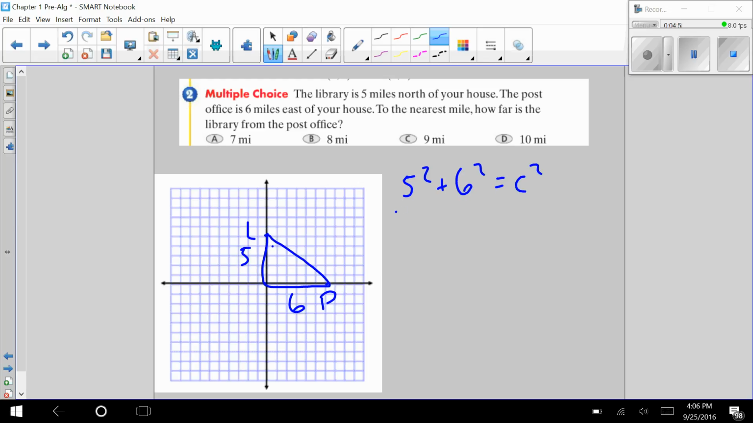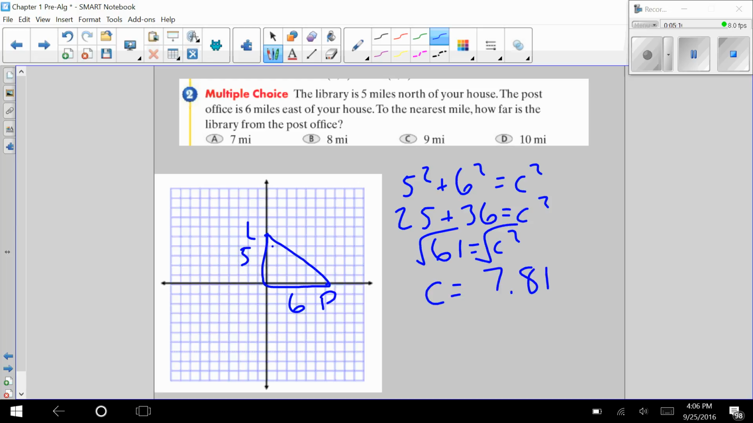5 squared is 25. 6 squared is 36 equals c squared. 25 plus 36 makes 61. Take the square root, and c is 7.81. The directions say to the nearest mile, so that rounds to 8 miles.